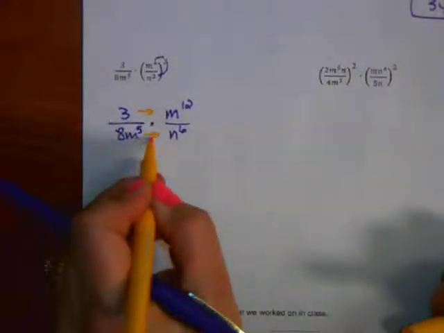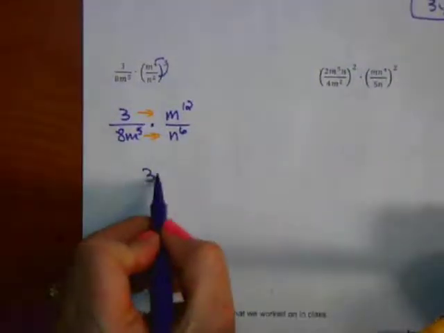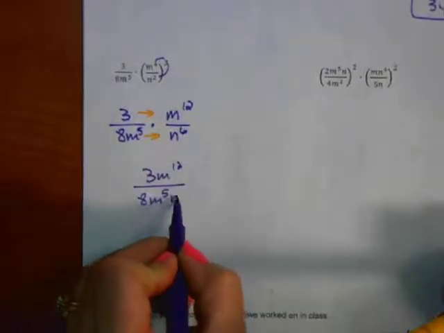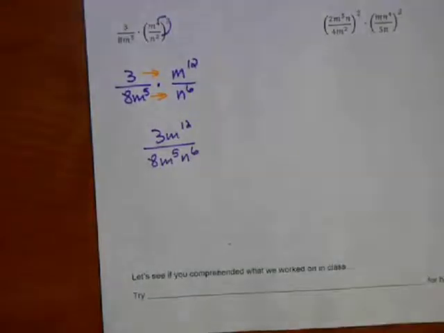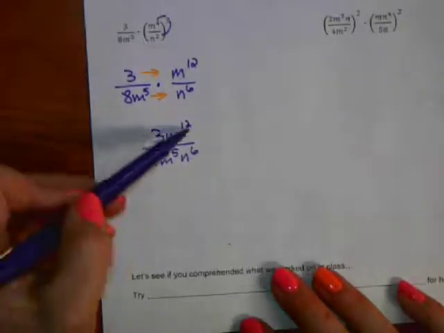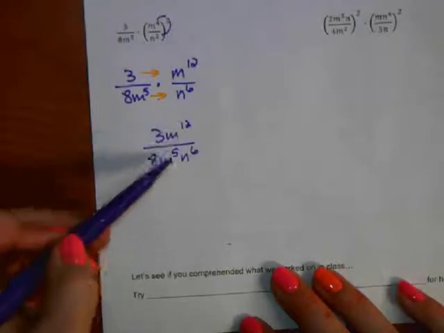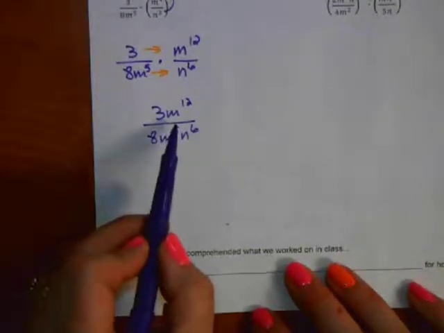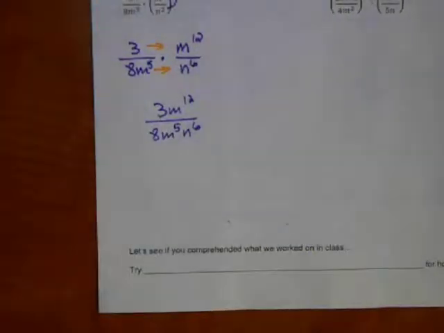Okay, multiplying fractions, I just go straight across. Let's combine them and put them as one fraction, 3m to the 12th over 8m to the 5th, n to the 6th. Am I done? Got to take care of the m's. There's 12 m's on top, 5 on bottom. If I subtract, how many do I have left? 7. And where do they go? Yeah, because there's 7 left on top.